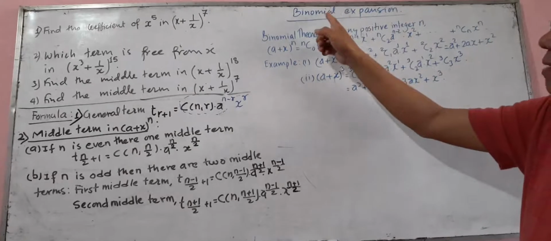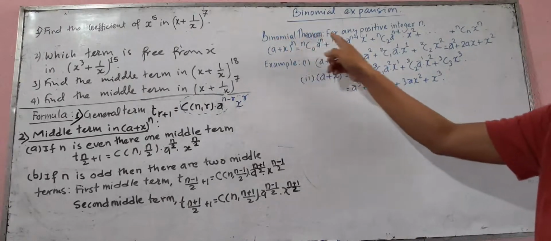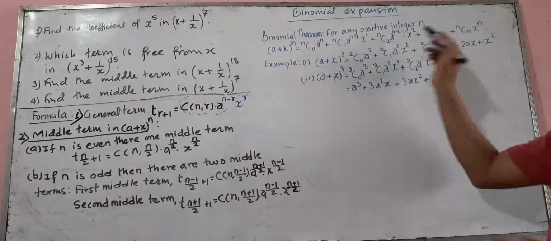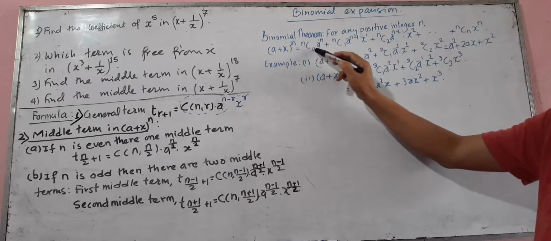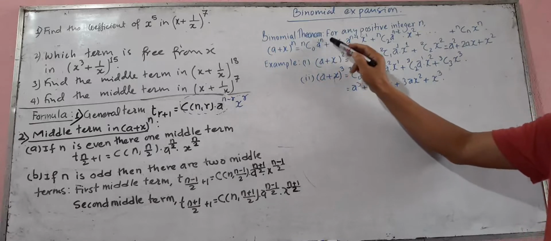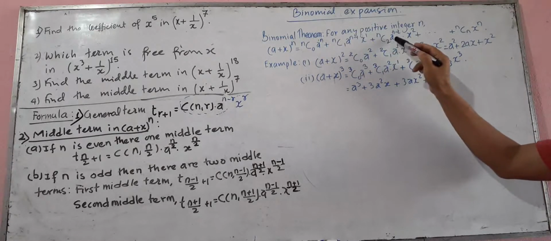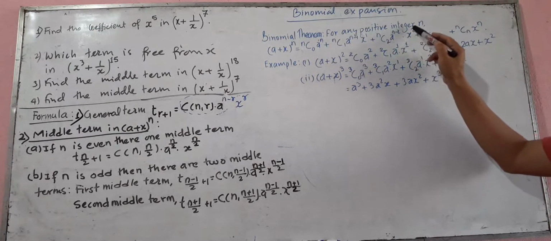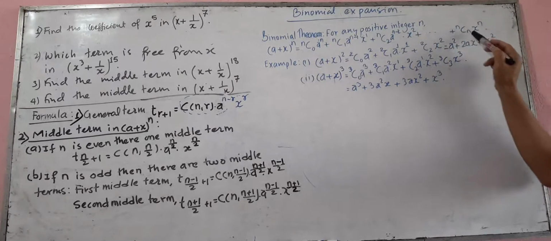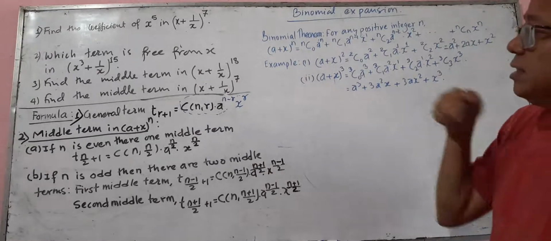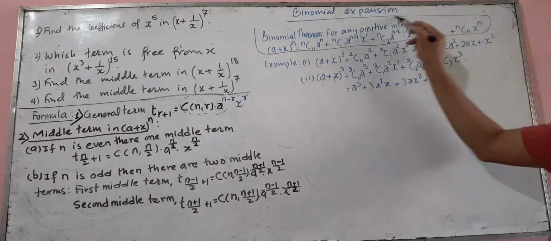So the binomial expansion, we start from the binomial theorem. For any positive integer n, (a + x)^n is equal to nC0 a^n plus nC1 a^(n-1) x^1 plus nC2 a^(n-2) x^2 plus and so on, and finally the last one is nCn x^n. And this is the binomial theorem, statement of the binomial theorem.